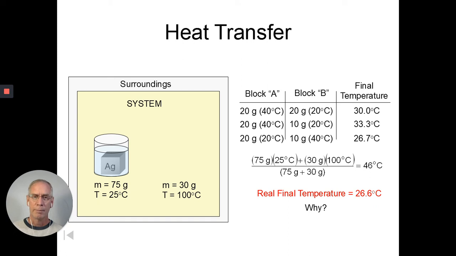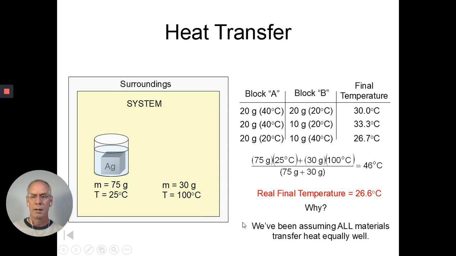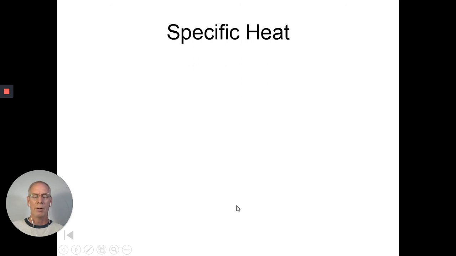Remember in the first examples and all the examples I gave you, it was always the same two materials? It was aluminum and aluminum, or water and water. Well, this was silver and water. Do you remember that idea of heat capacity, that some things heat up quick and cool off slow, right? Different materials heat up and cool off at different rates. So if you're assuming all materials transfer heat equally well, you're going to miss the question. So we have to understand specific heat or heat capacity. Water and silver simply do not transfer heat the same way.